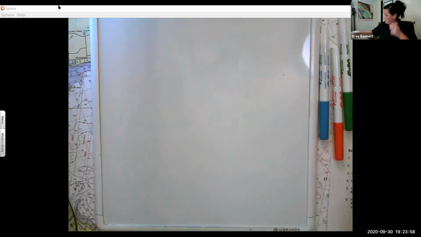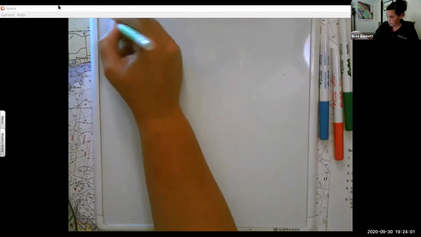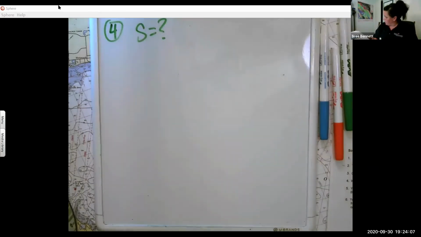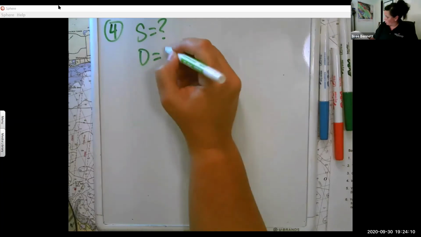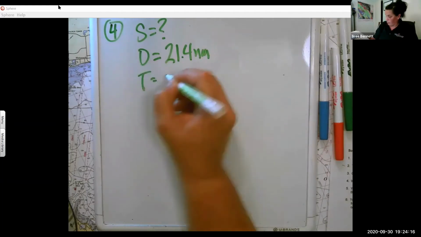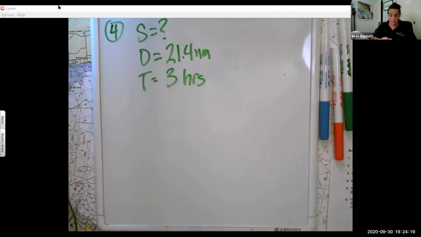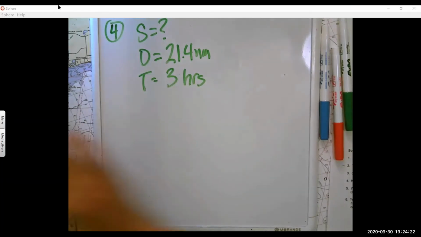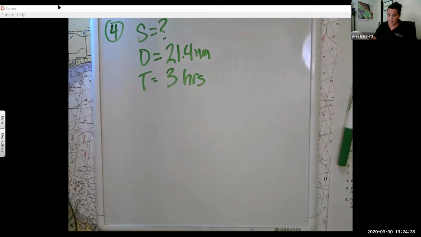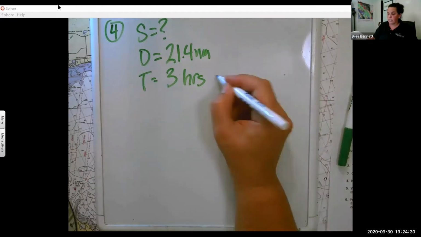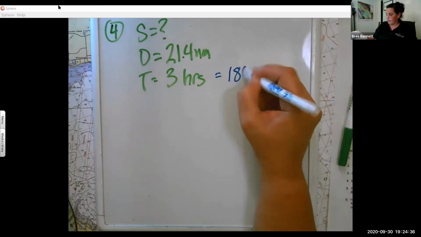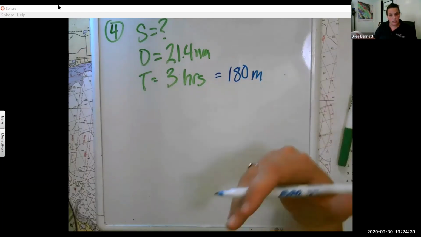Let's do number 4. What speed are we making if we go a distance of 21.4 nautical miles in a time of 3 hours? On this one, we have it in whole hours. So we either use D equals ST and keep it in hours, or we convert it into minutes. That 3 hours would equal 180 minutes if we keep it in our 60 D street.